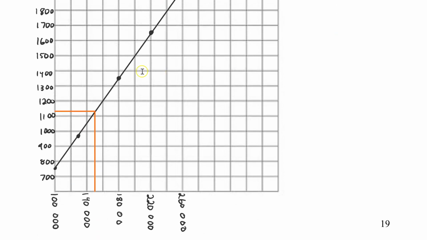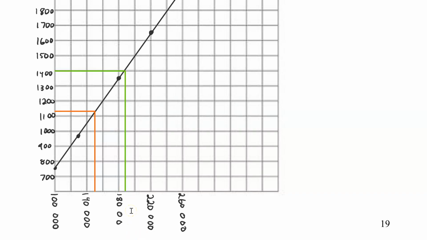Next one, it says to estimate the population when the monthly water usage is 1,400 mLs. So 1,400 mLs. Now I'm going to choose a different color here. We'll go green this time. Find my shape again. Move over to 1,400. And we'll go out from 1,400. And we'll adjust this and move down to my X. And approximately right there.